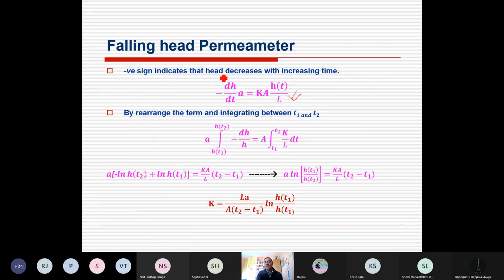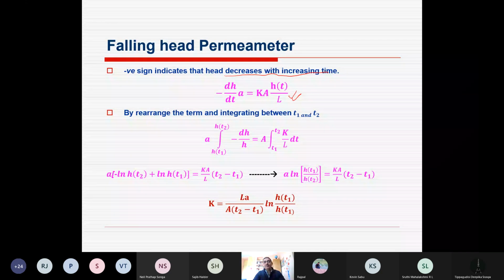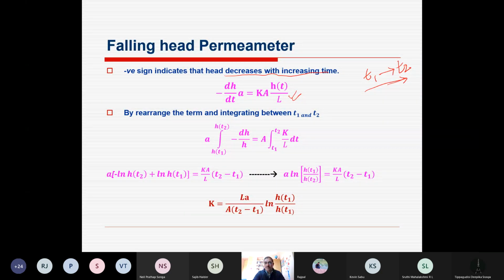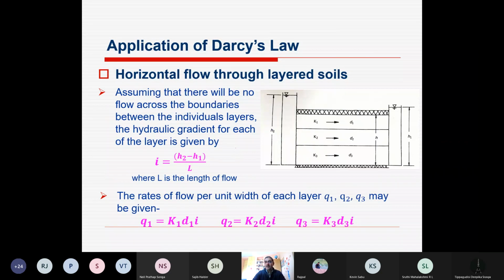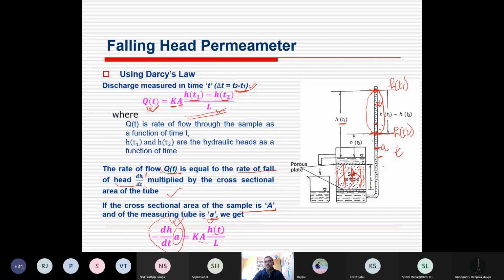A negative sign indicates that head decreases with increase in time. Now we need to find out for the condition from T1, when it started, to T2, when we have taken this whole observation. So we can integrate these two equations with respect to head and time, because here it is the head which is falling, and here it is time, which we have observed as Qt.